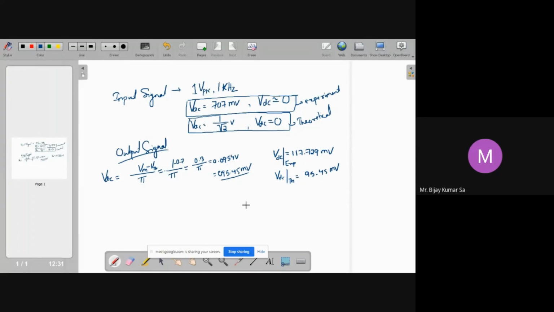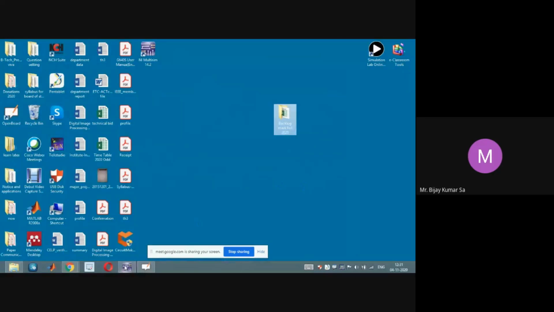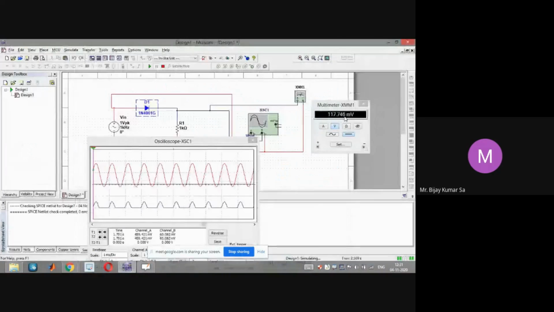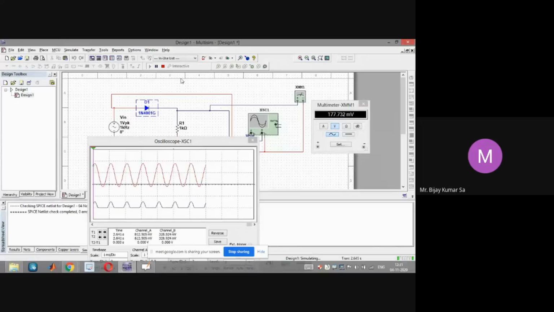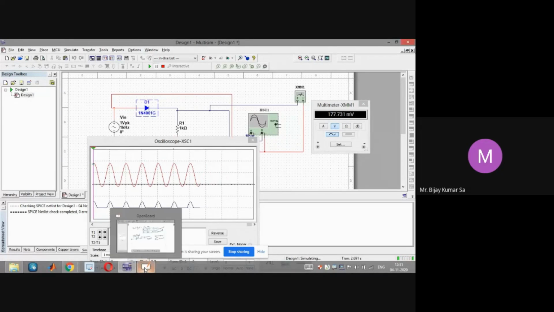Now let us see the VAC measurement. What we have measured here of the output signal is VDC. Now let us measure the VAC. To see the VAC, I have to choose the AC mode and then run the simulation. Whatever I am getting now is the VAC from the experiment. It is coming 177.731 millivolt. So let me write it down.